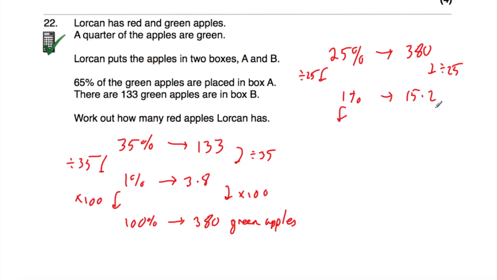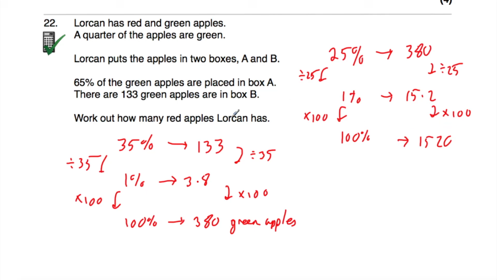And then if we times by 100 and times by 100, we'll find out how many apples there are. And that means that 100% is equal to, and then 15.2 times 100 would be equal to 1,520 apples. So there's 1,520 apples altogether.